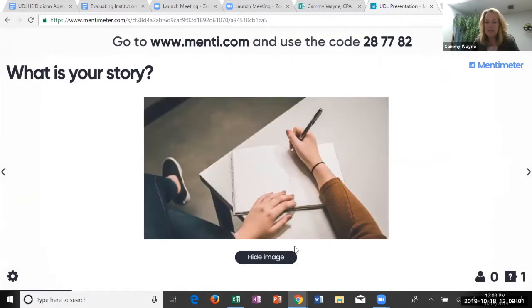What's your story? If we can take just a couple minutes to write down what that story is or why you're interested in UDL, I think that might be helpful going forward. And then I'll get to this question that I see here.